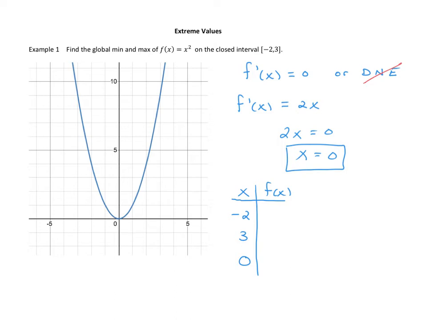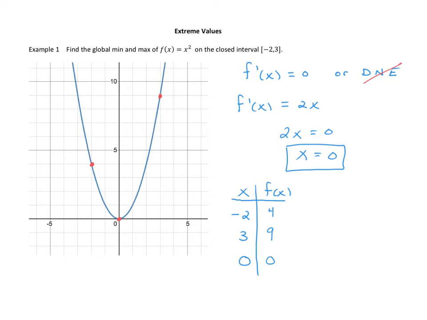So if you put -2 into the function, x squared is going to give you the value 4 back. That is right here. If you put 3 into the function, you get 9 back, and that is right here. And if you put in the critical value of 0, you get 0 back, and that's this spot here.